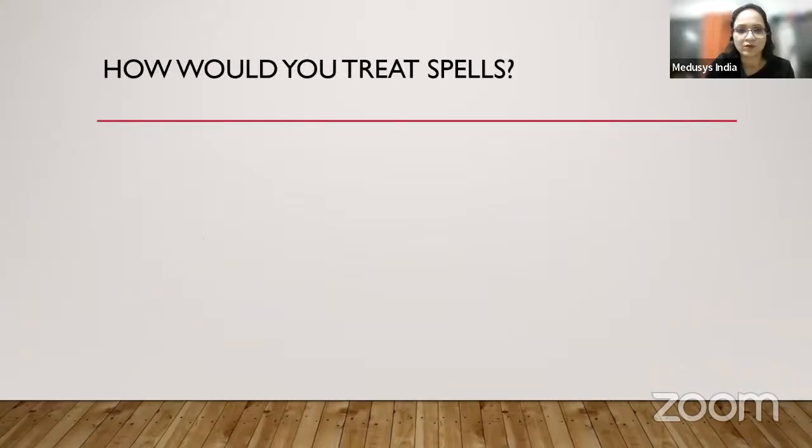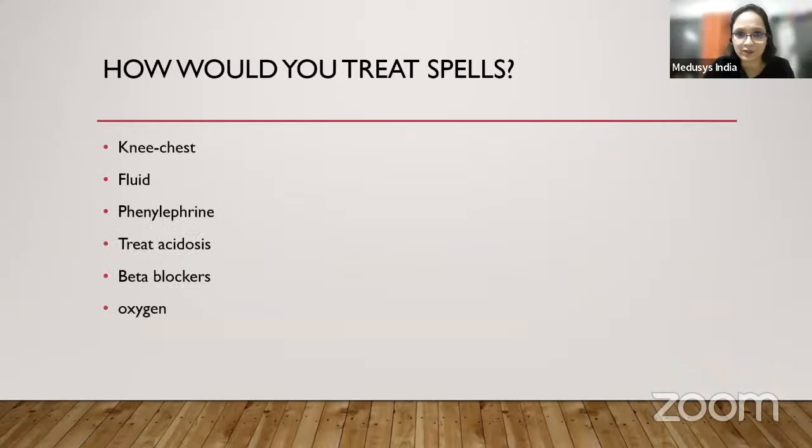So how would you treat hypercyanotic spells? Knee chest position to compress the femorals and raise SVR. Fluid bolus, phenylephrine to raise SVR again. Treat the triggers, or treat acidosis, the hypoxemia, hypercarbia, which will lead to acidosis. Beta blockers, did you mention beta blocker also? I think you mentioned. Yes, ma'am. Yes. Okay, so how would it treat the spell? Ma'am, it relieves the infundibular spasm.